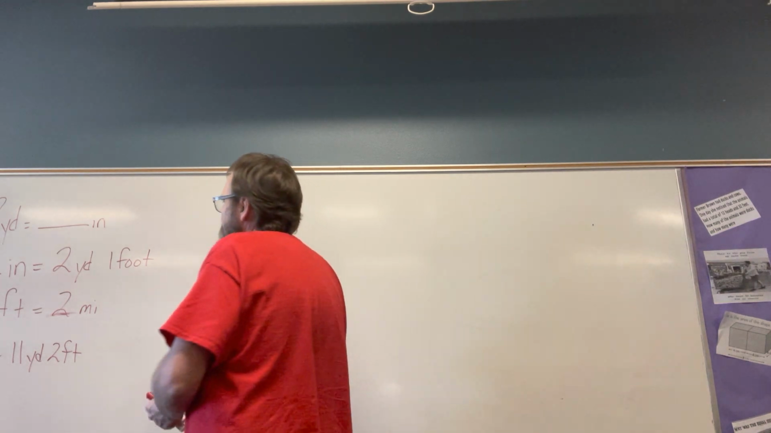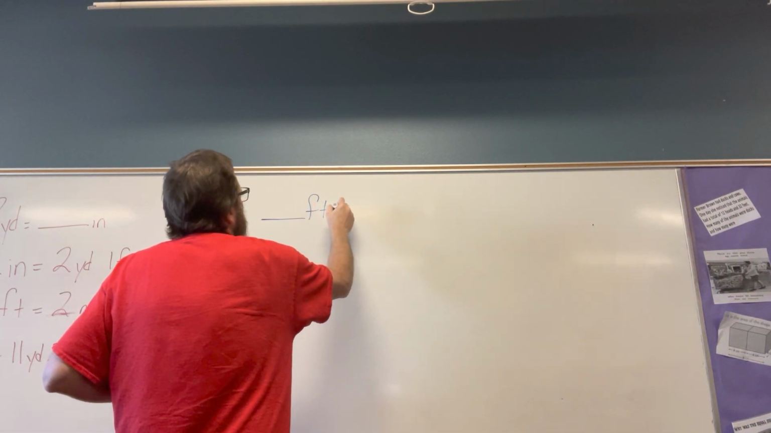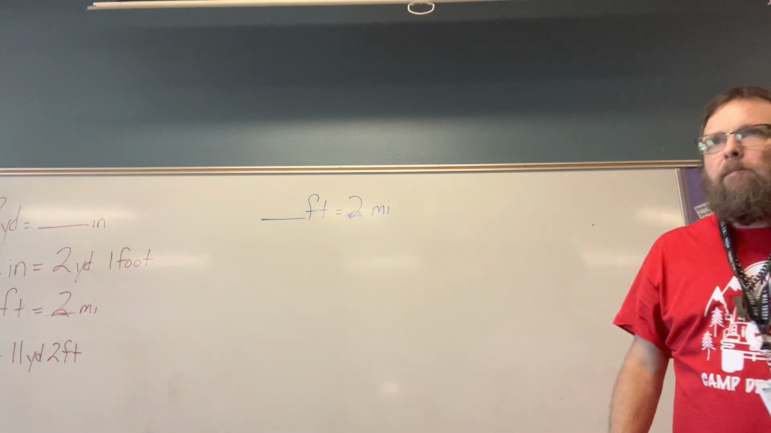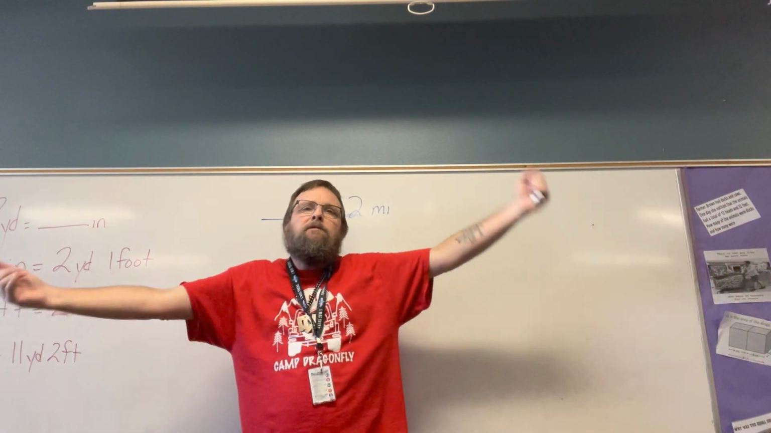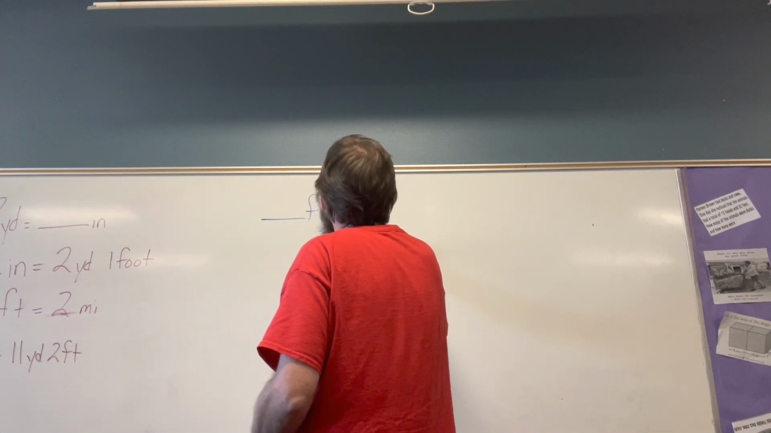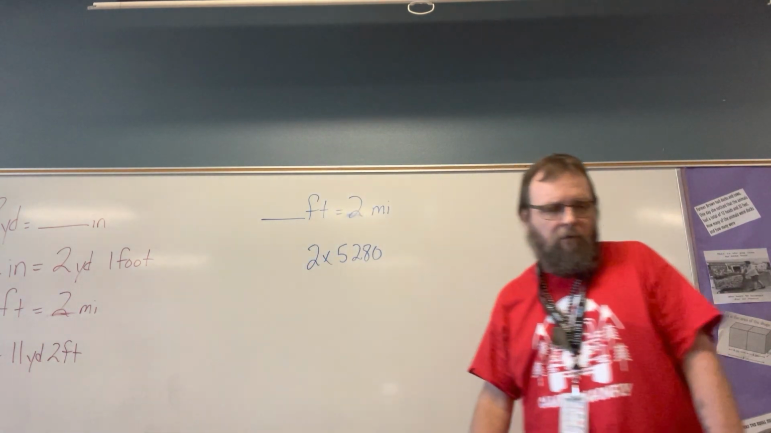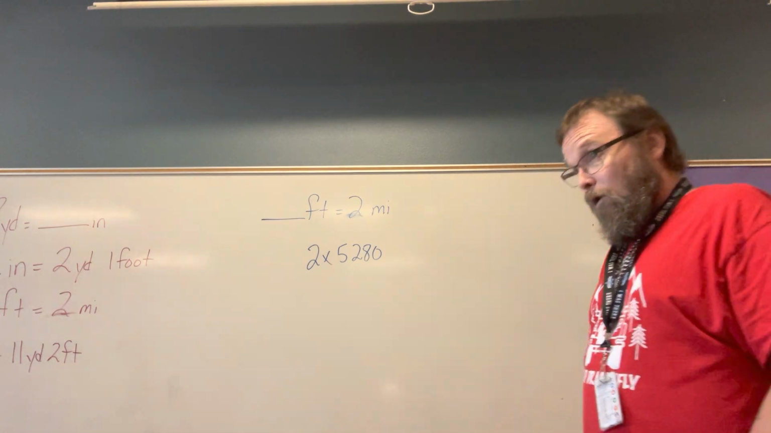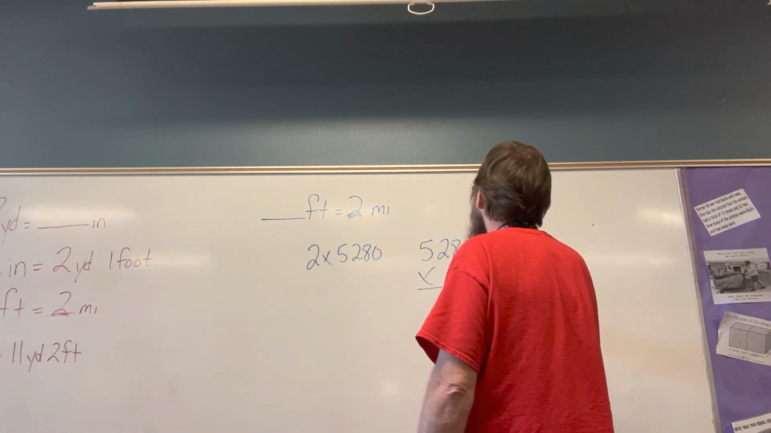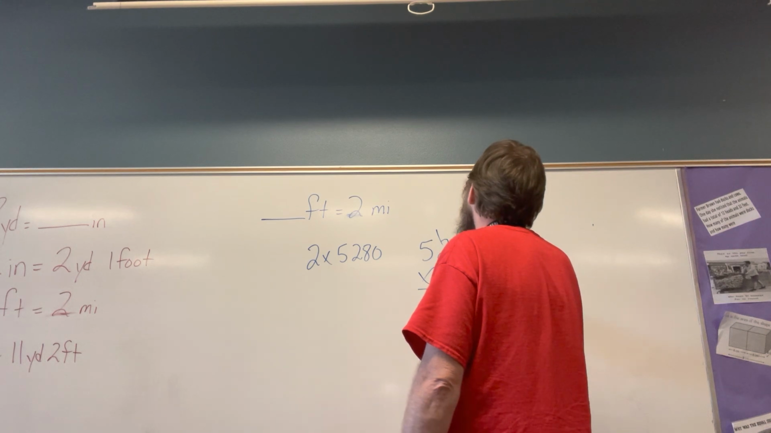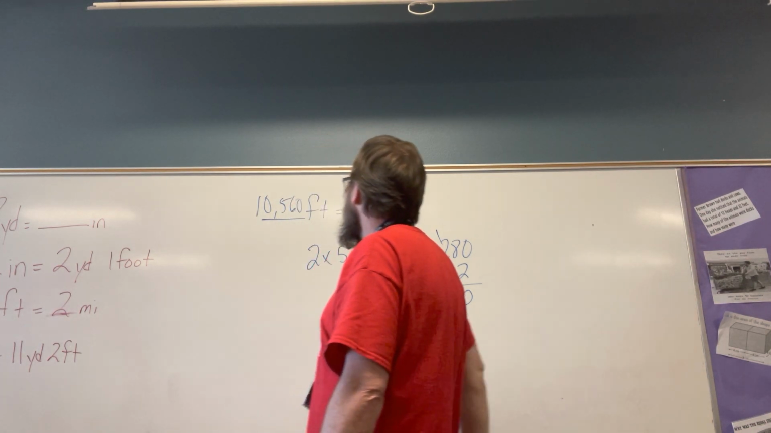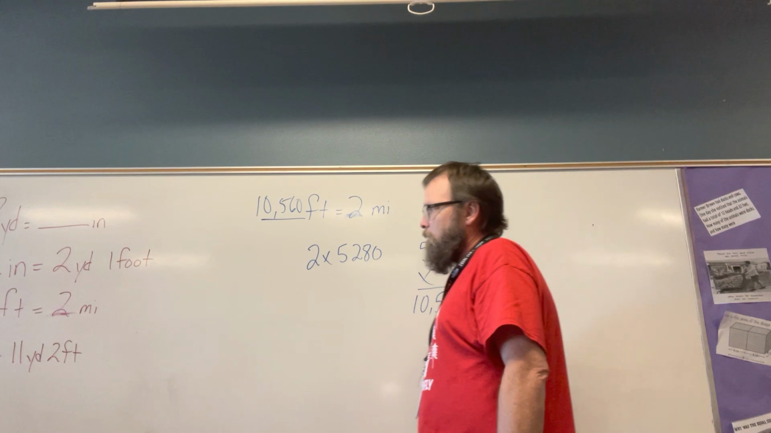All right, let's do blank feet equals 2 miles. We know the miles, changing to feet. Miles to feet means we're going to multiply the number of miles by the number of feet in 1 mile. There are 5,280 feet in 1 mile. I'm going to multiply that by 2. That's 10,560 feet in 2 miles.